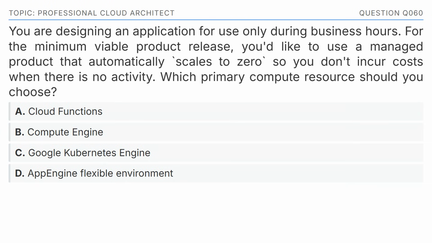You are designing an application for use only during business hours. For the minimum viable product release, you'd like to use a managed product that automatically scales to zero so you don't incur costs when there is no activity. Which primary compute resource should you choose? The options are: Option A, Cloud Functions. Option B, Compute Engine. Option C, Google Kubernetes Engine. Option D, App Engine Flexible Environment.